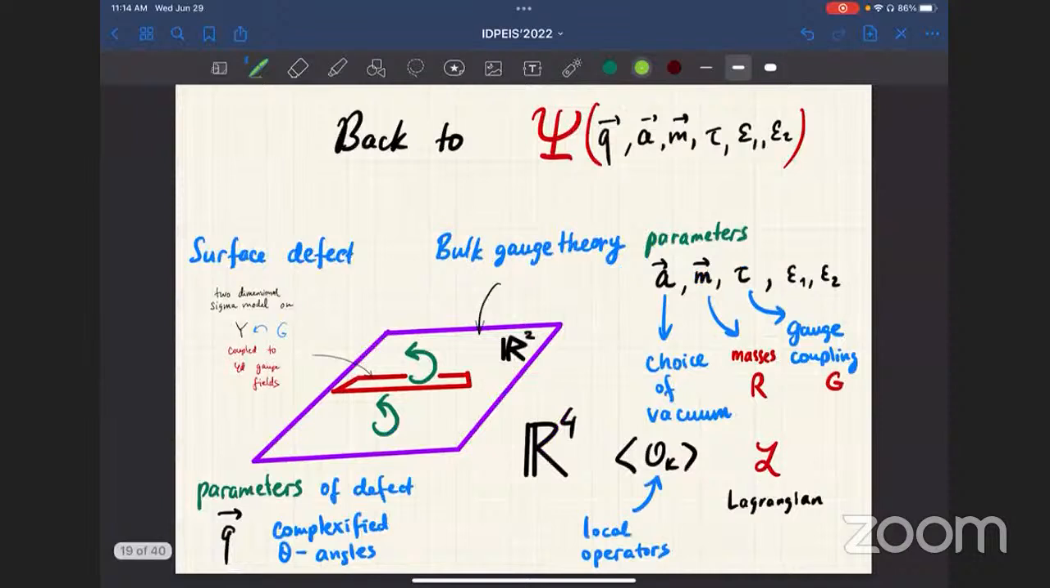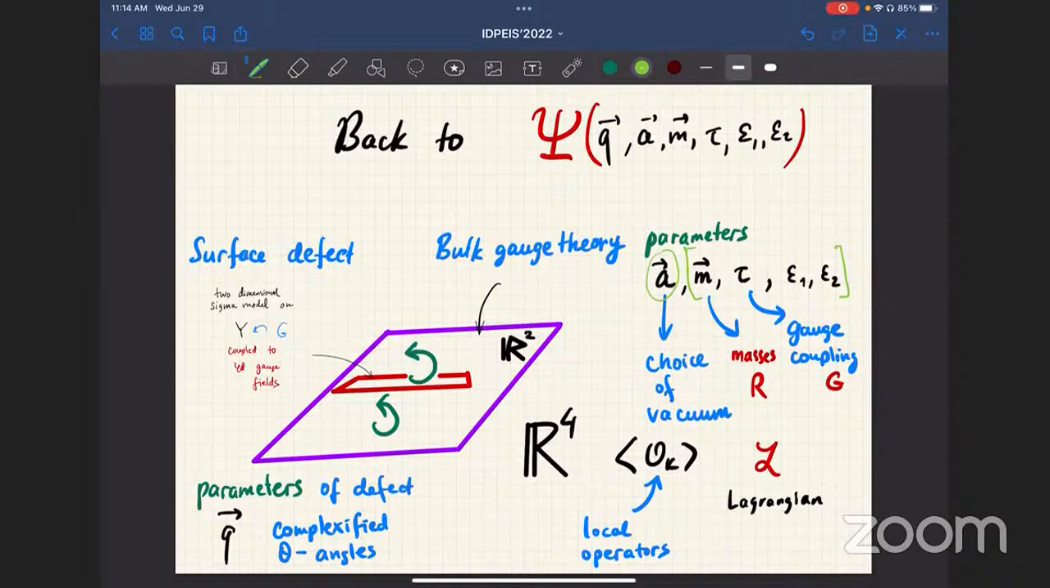Now, the gauge theory we started with has some parameters. The Lagrangian of the theory has parameters which are the gauge coupling, which are denoted by tau, the masses for the matter fields, which are denoted by m, and the parameters of the equivariant rotation, epsilon 1, epsilon 2. Now, given the Lagrangian, your theory may have different vacua. And so the choice of a vacuum is parameterized by the other set of parameters, which are called the Coulomb moduli, which is denoted by A. And they can be also related to the vacuum expectation values of some local operators.